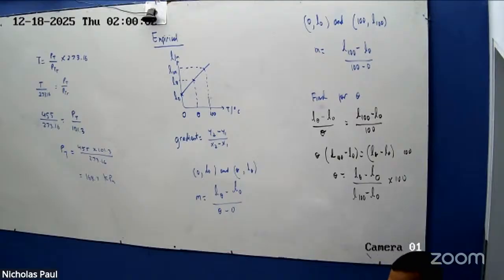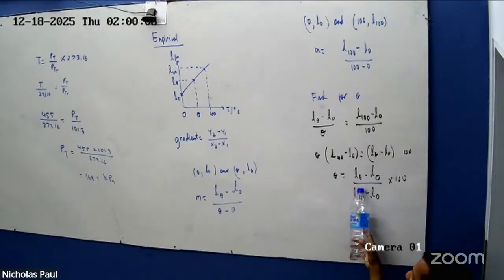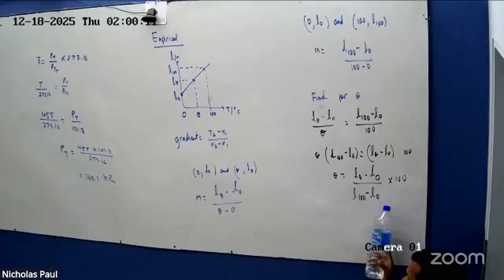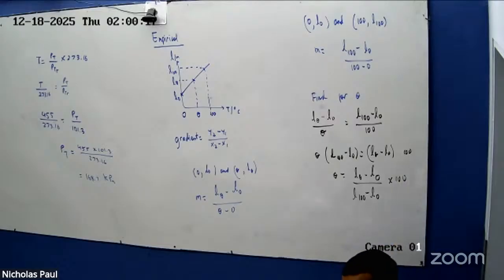Real simple, you just plug it in here. Plug in your unknown pressure, the pressure at 0, and the pressure at 100, minus the pressure at 0. Don't forget to multiply by 100. Your temperature will be in degrees Celsius.